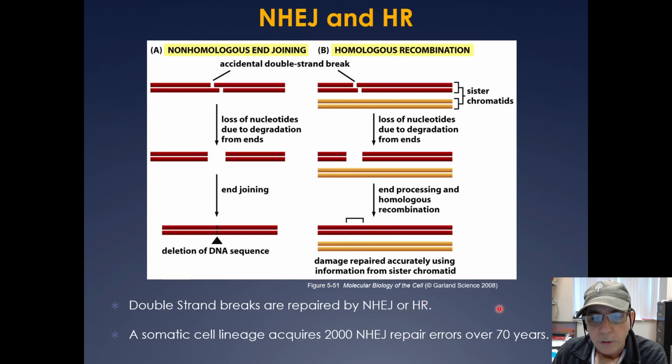And so what's interesting here is that non-homologous end joining, even though it's error prone, is actually the more preferred method of repair in a mammalian cell. Okay, and in a somatic cell lineage, one can detect close to 2,000 different NHEJ repairs over a 70-year lifespan. Okay, so we're getting these NHEJ lesions throughout our body as we age.